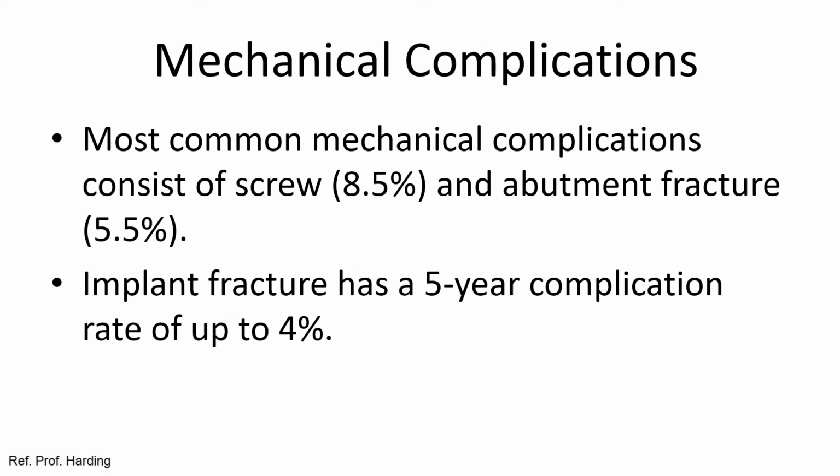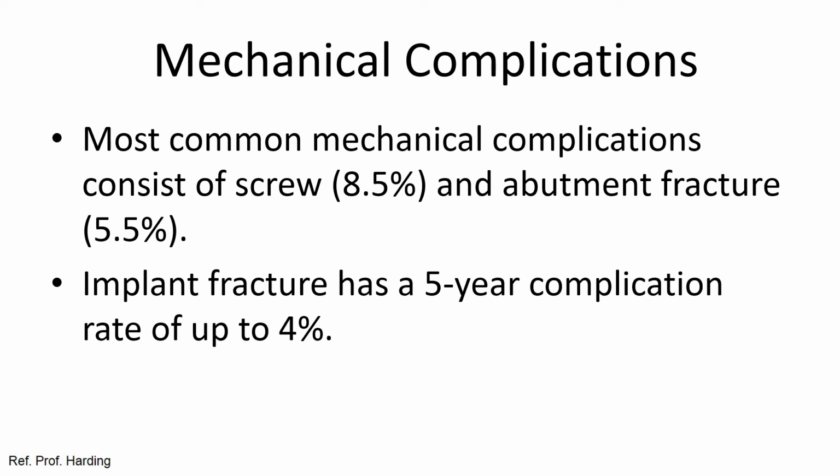Mechanical complications. Well, the most common mechanical complications consist of the screw and abutment fracture. So the screw can fracture, or the post screw fractures in about 8 to 9 or possibly even as high as 10% of the time. Now, some screws, some post screw designs are going to be more prone to fracture than others, and we're going to be looking at that in a little bit more detail in some other lectures.